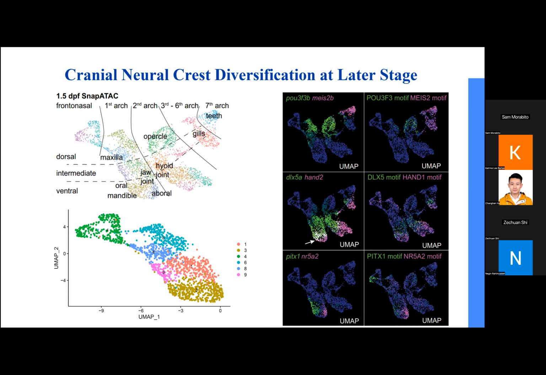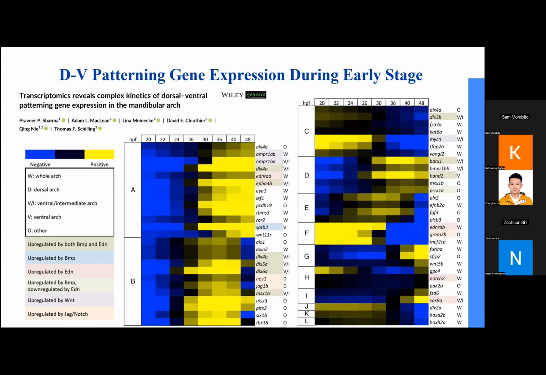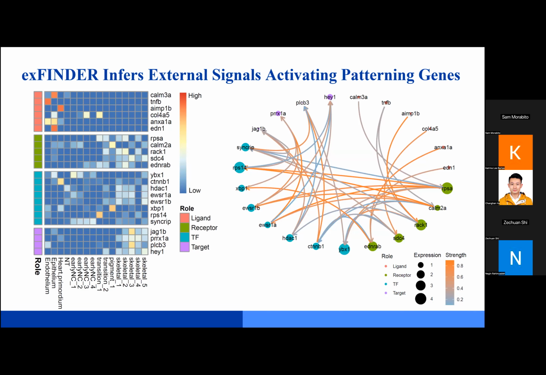This is another paper that shows some results related to the dorsal ventral patterning genes. Actually, we found that some genes are dorsal ventral patterning genes and some genes are region-specific genes. Then we performed Expounder, and for example, these genes are highly expressed in these skeletal subgroups. We want to find whether there are signals that can activate these genes, coming from neural crest cells or non-neural crest cells.